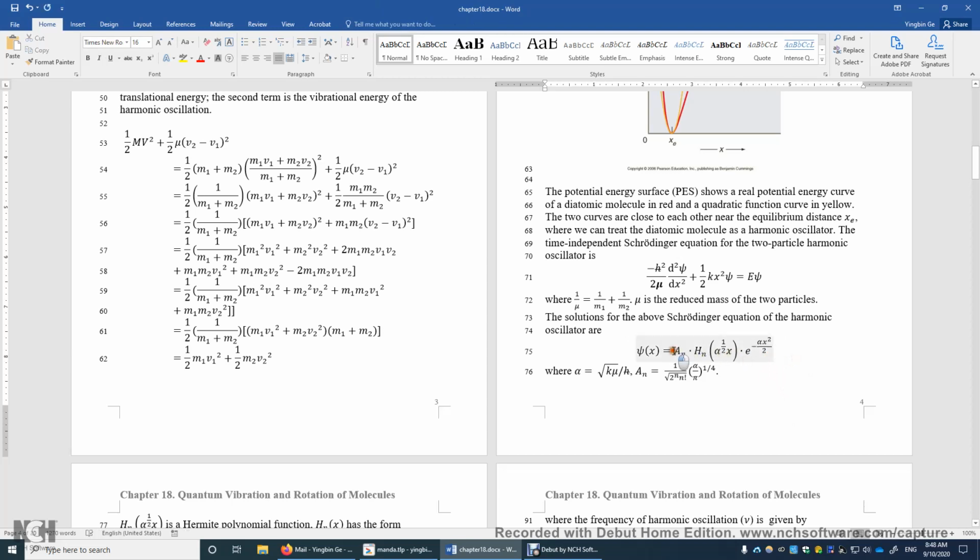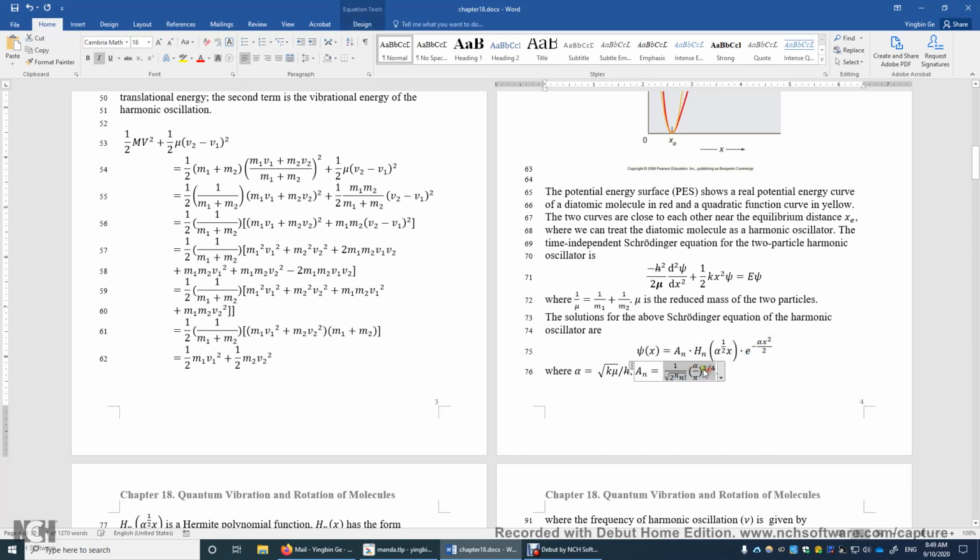Now let's explain. This is to make sure the probability of finding the displacement from negative infinity to positive infinity is 100%, right? And then this is a polynomial function. We're going to come back to this later. This is a Gaussian function. This alpha is the square root of k times mu over h bar. K is the force constant. Mu is the reduced mass. Well, you can see the unit of alpha should be meter to the power of negative 2. Again, this should be e to the power of a number.